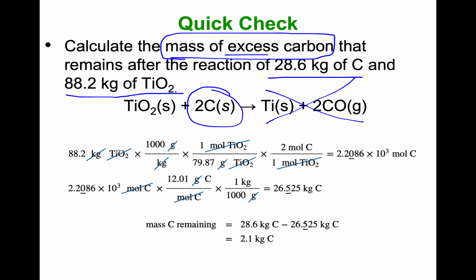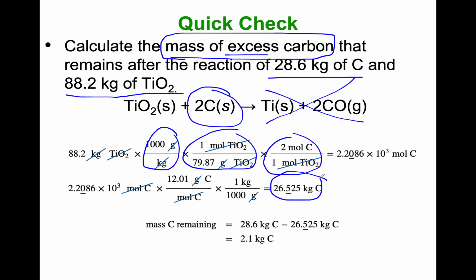Okay, so what we need to do, this isn't too familiar, that's just a metric conversion. Grams to moles, moles to moles, and you can get to kilograms of carbon, and that's the kilograms of carbon needed to react with this titanium oxide. Okay, here's the difference, here's the key. That's not what you have. If you look up here, you were given 28.6 kilograms of carbon. So you take what you were given, what you need, and now you can find the mass of what's left over, or the mass of excess.